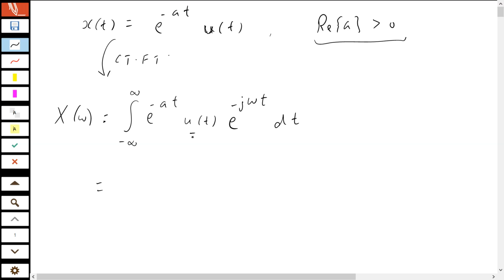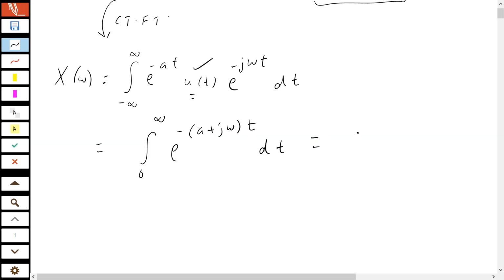We know u is 0 when t is less than 0, so the limit will actually be from 0 to infinity, because u is 0 before 0. So u will be 1 in this region, and let's gather this thing. It will be e to the power minus (a plus j omega) times t. Are you fine so far?